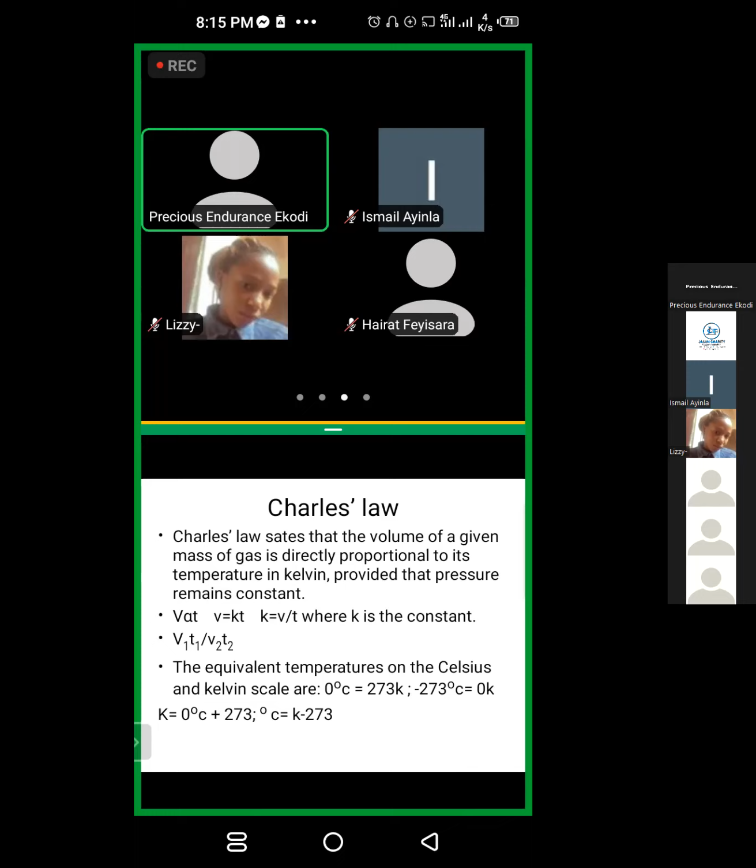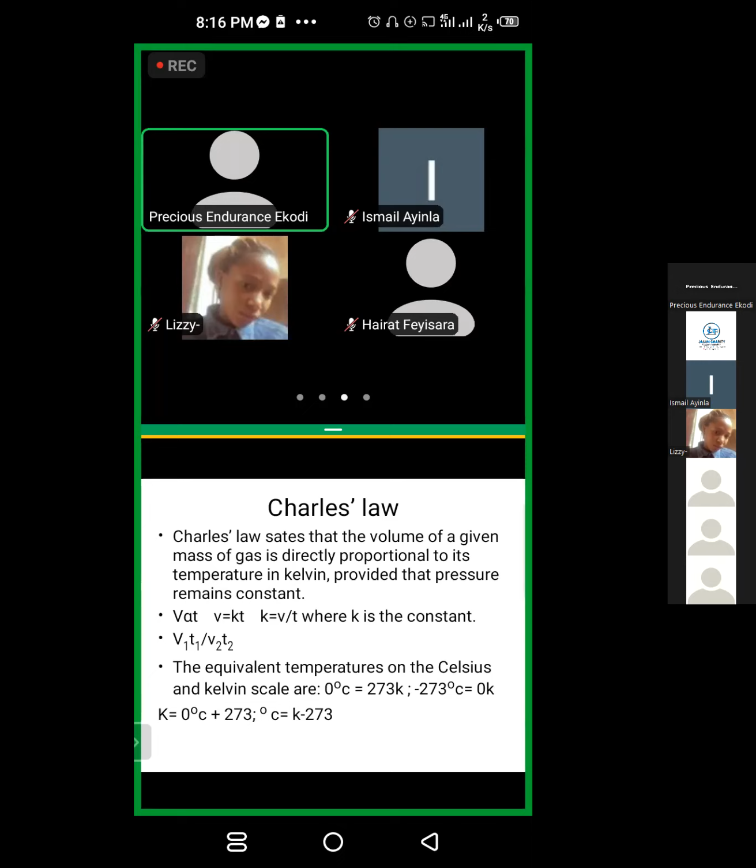Now, mathematically speaking, that will be V1 over T1 equals V2 over T2. Sorry about the mistake there. Since we have it as V over T, so V1 over T1 equals V2 over T2. Now, remember that what we said there is that it should always be in Kelvin.